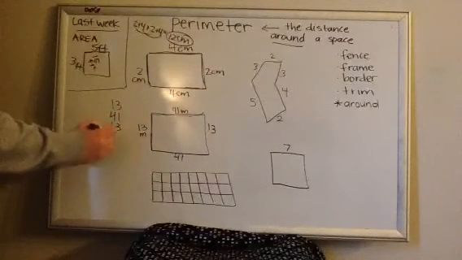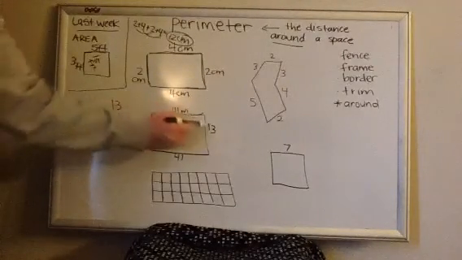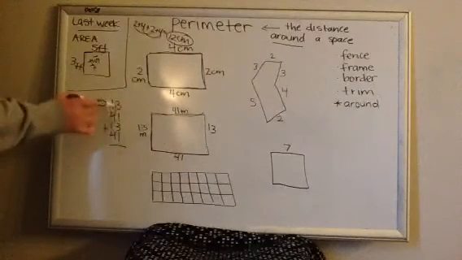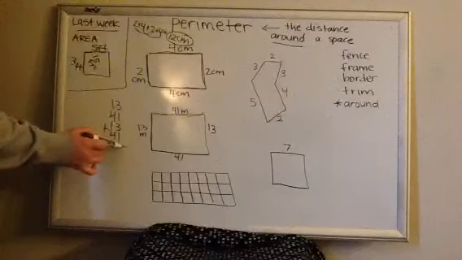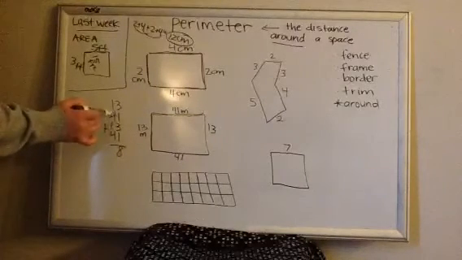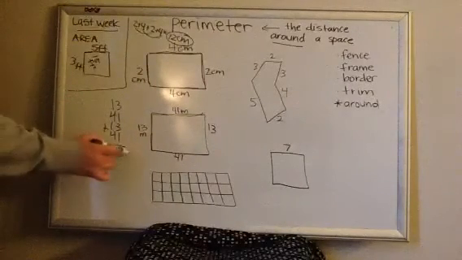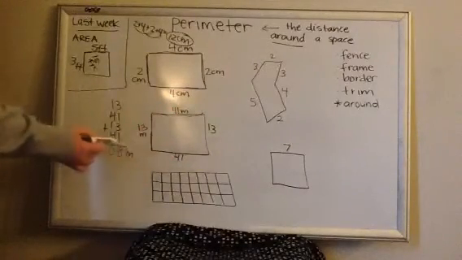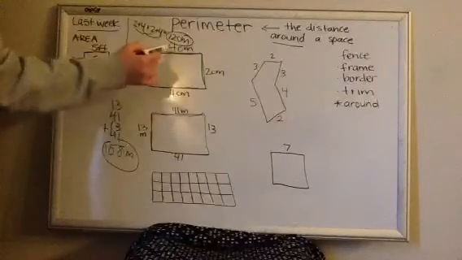And I like to check, too, since I have 4 sides, do I have 4 numbers in my equation? I sure do. So let me add mine here. 3 and 3 is 6, 7, 8. 4 and 4 is 8, 9, 10. So 108 meters around that space right there. All right, so that's the perimeter for this one.